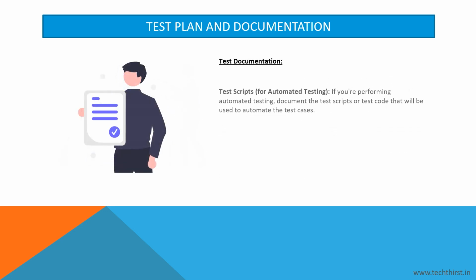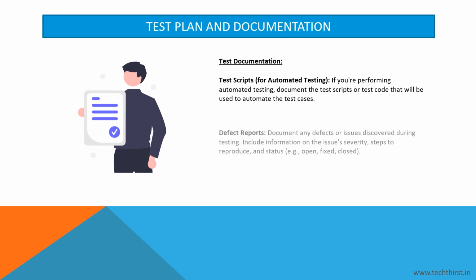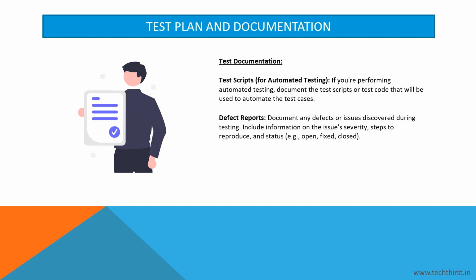Test scripts for automated testing. If you're performing automated testing, document the test scripts or test code that will be used to automate the test cases. Defect reports. Document any defects or issues discovered during testing. Include information on the issue severity, steps to reproduce, and status, e.g., open, fix, closed.